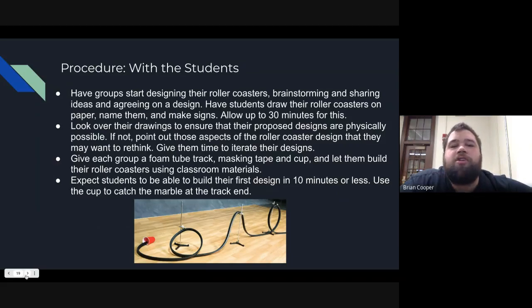Then you're going to look over their drawings to ensure that their proposed designs are physically possible. If not, point out those aspects of the roller coaster design that they may want to rethink. Give them time to iterate their designs.